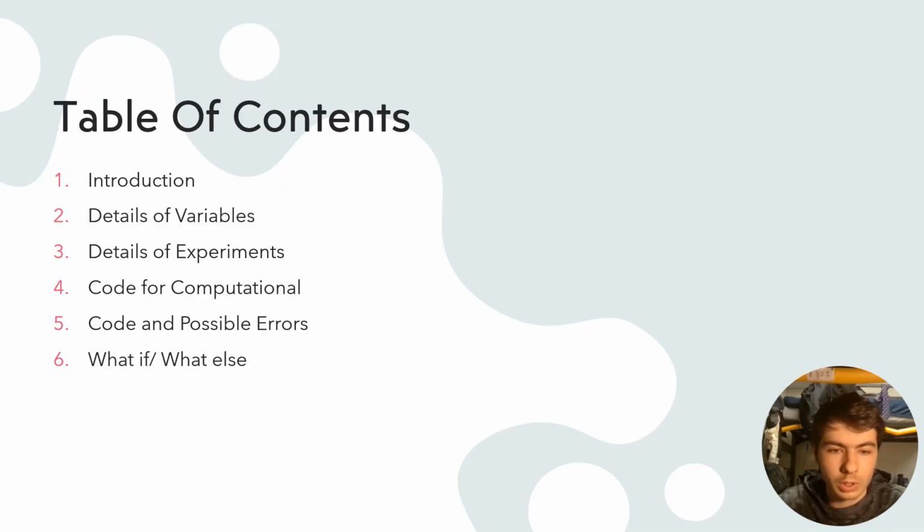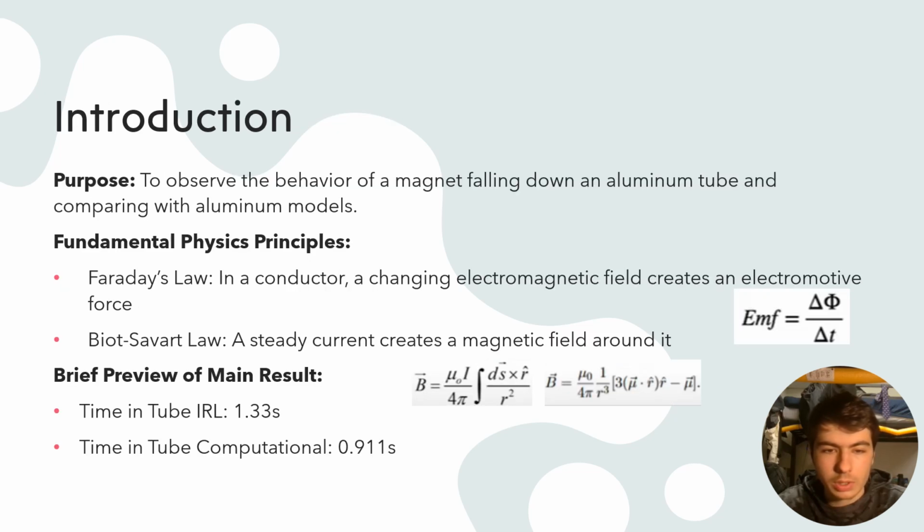So here's just a table of contents I'll be going over. I'll first go over the introduction, the details of the variables, the details of the experiment, the code for the computational, the extension of the code and possible errors, and answering what if or what else. So the purpose of this lab is to observe the behavior of a magnet falling down in an aluminum tube and comparing it with the computational models we do on GlowScript.